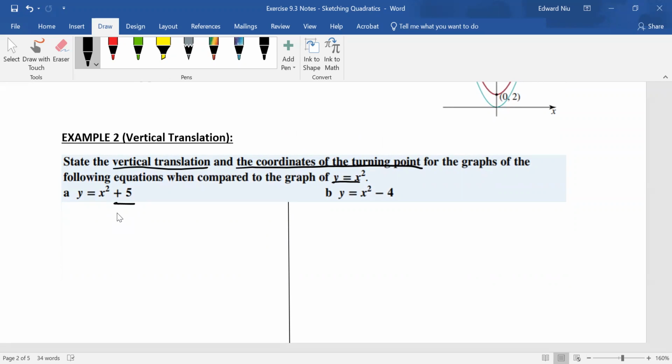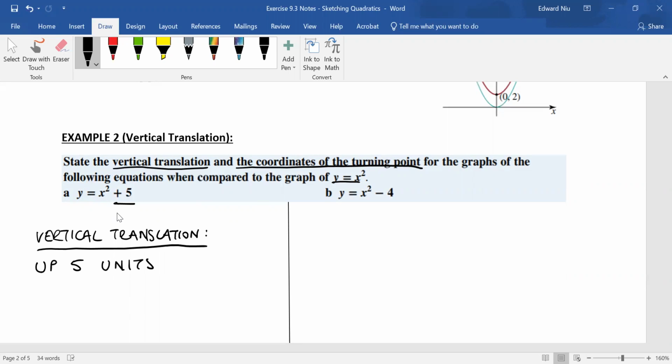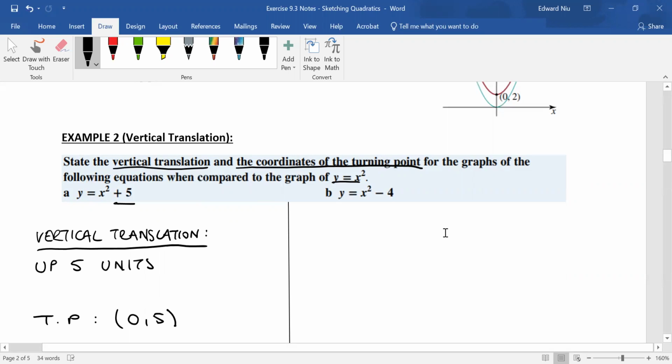The plus 5 is our constant, which indicates that there's going to be a vertical translation where we move up 5 from the origin. Up 5 units. Okay, and our turning point, TP, is going to be at 0, 5 because our y coordinate value will now be 5.